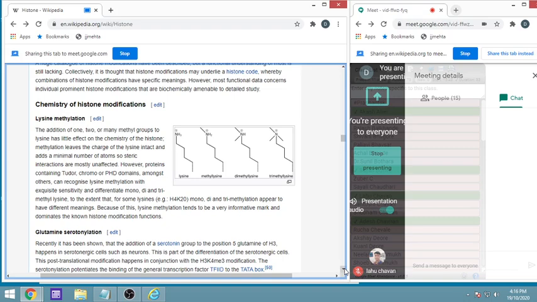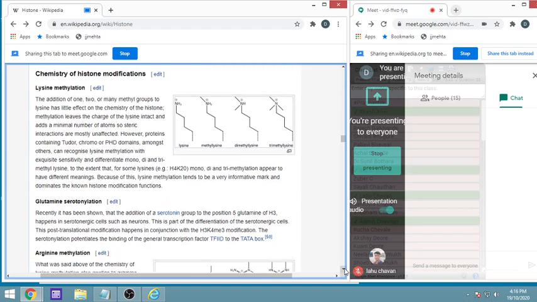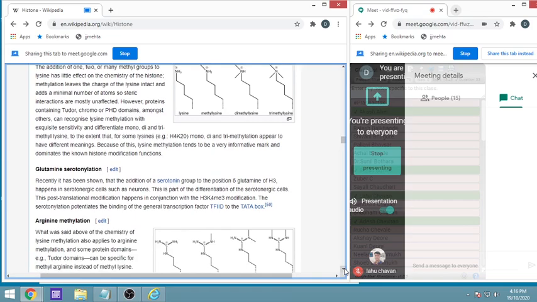Then the next ones are glutamine and arginine. With glutamine, a serotonin molecule is attached: the serotonin group at the 5th glutamine position of H3. It particularly happens in serotonergic cells and neurons, and is part of the differentiation of the serotonergic cells. This post-translational modification happens along with the H3K4Me3 modification, and it potentially binds the transcription factor.